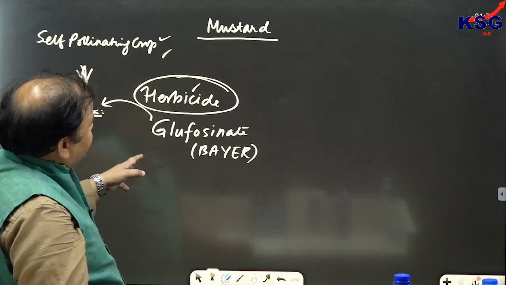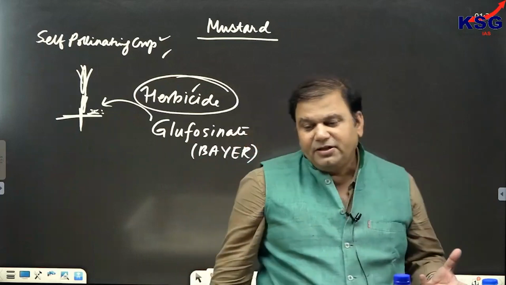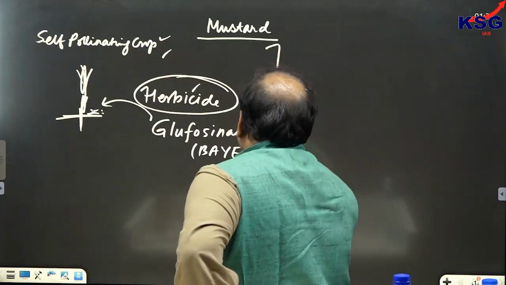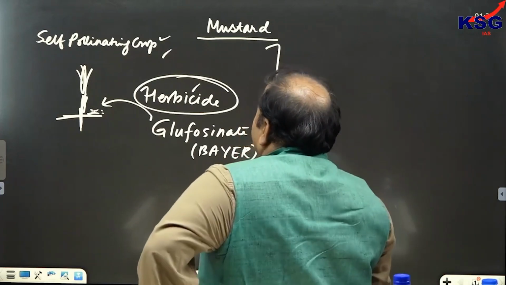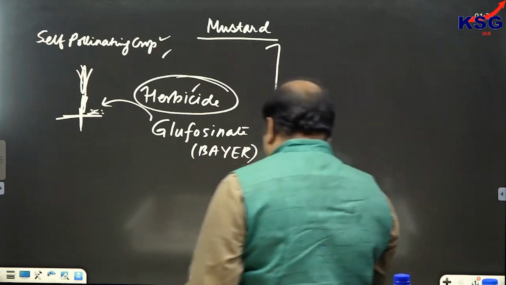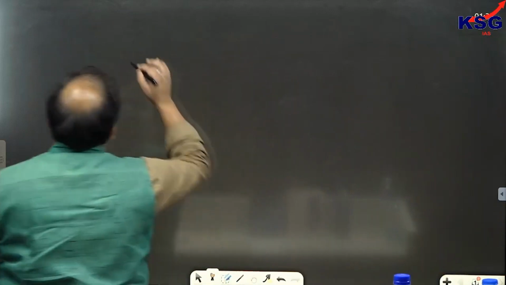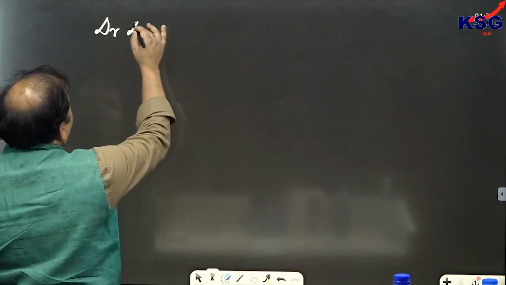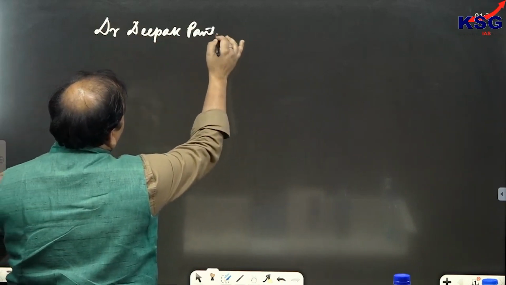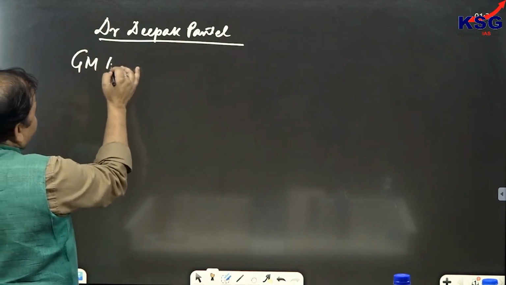That is the problem with mustard, that mustard cultivation becomes a costly affair because of manual laborers being deployed for this purpose. Clear? So a group of scientists of Delhi University, headed by Dr. Deepak Pental, developed a variety of mustard which is called GM mustard.